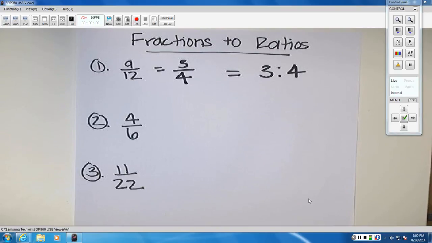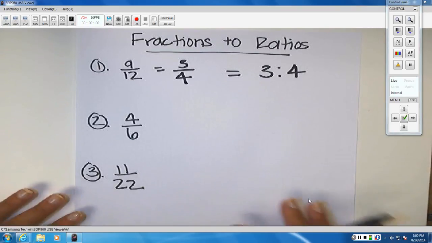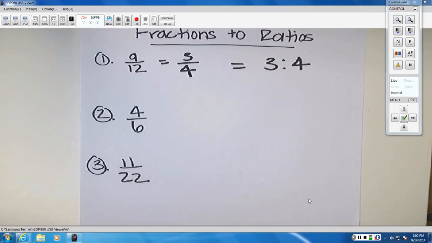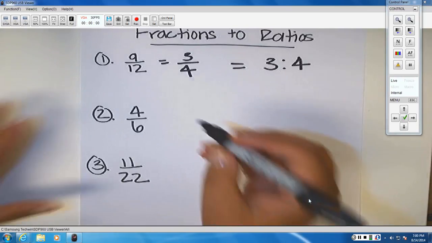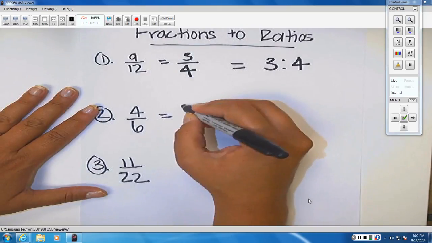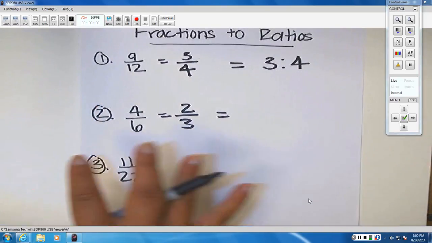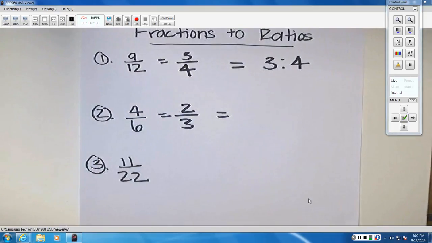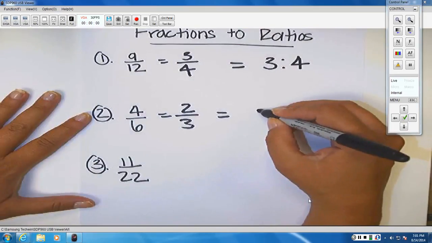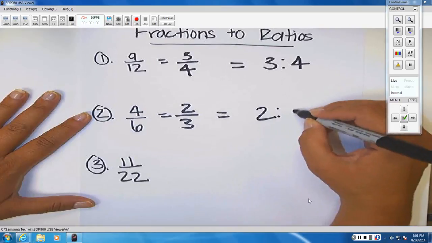That's our ratio. The next one we have here, number 2, is 4/6. Again, a really easy one. I'm going to first reduce, and I know that 2 will go into both of those. So that's going to bring me to 2/3. And then again, my numerator becomes the first number in my ratio, and the denominator will become my second one. So my answer is 2 is to 3.